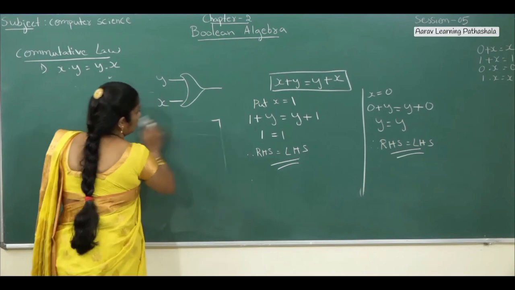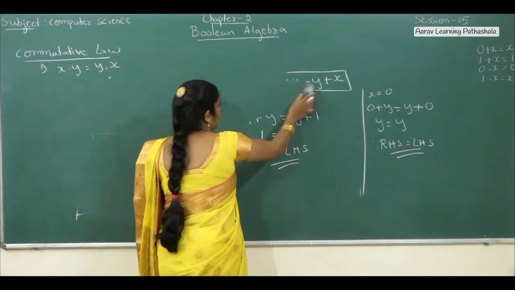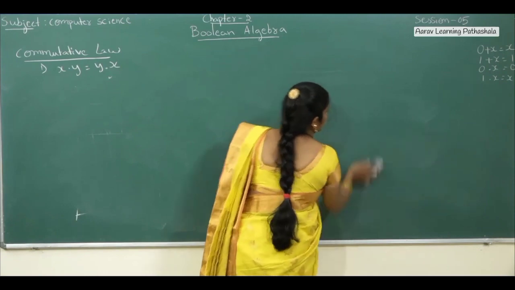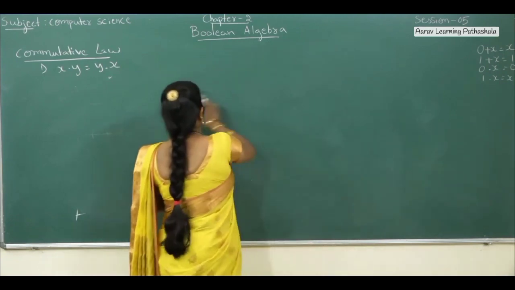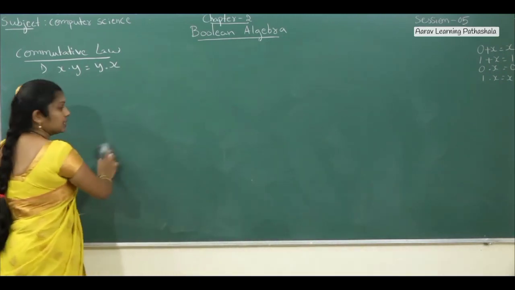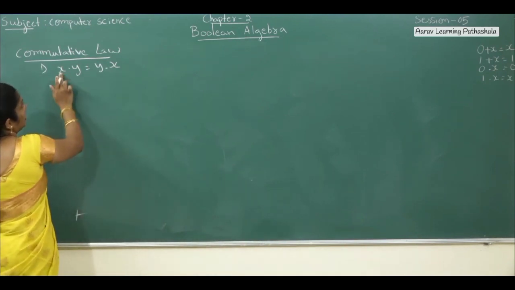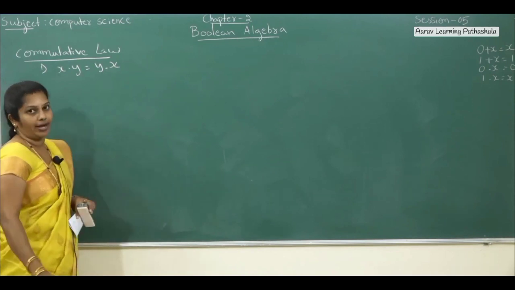And how to solve that by using the perfect induction method, that we will explain now. On this, the first commutative law states that x plus y equals y plus x, whereas the second commutative law states that x into y is nothing but y into x.